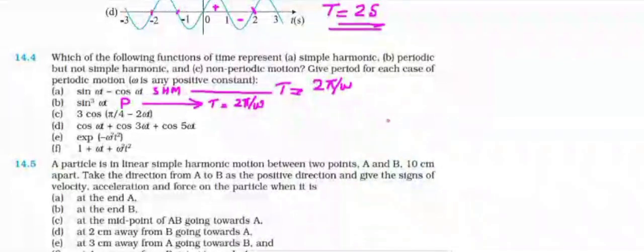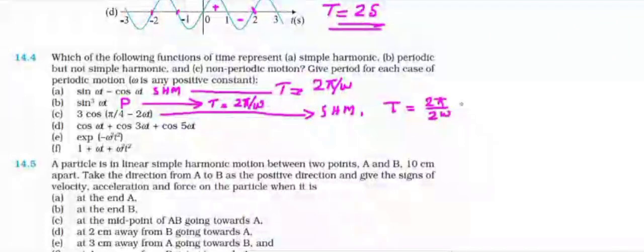T is equal to 2 pi by omega. Then part C, 3 cos(pi by 4 minus 2 omega t). Here it is a cosine function, and pi by 4 is only the phase difference. So we can take it as simple harmonic motion, SHM, in terms of cosine. Here instead of omega, you have 2 omega. Therefore, the time period formula is 2 pi by omega, but we have 2 omega here, so the time period will be pi by omega.